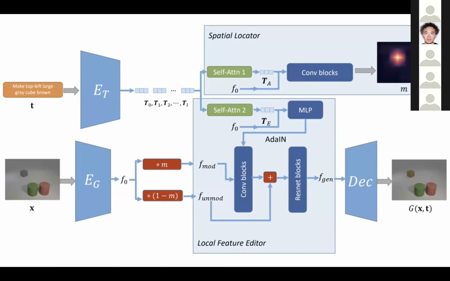And then in the middle bottom part, as you can see, it's the local feature editor where we edit the cropped image feature using the instance normalization parameters. And then we merge it back with the unmodified part. And then we put the entire feature into additional ResNet blocks to generate a final modified image feature. And then we decode this image feature into RGB image.